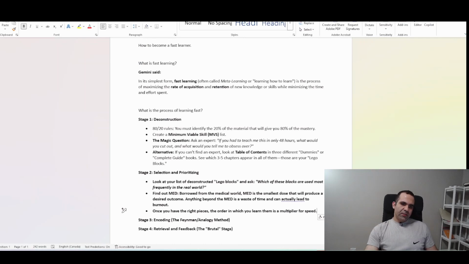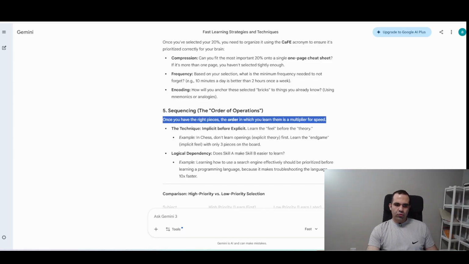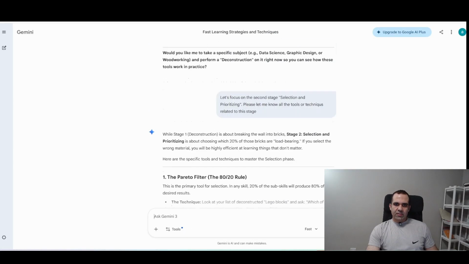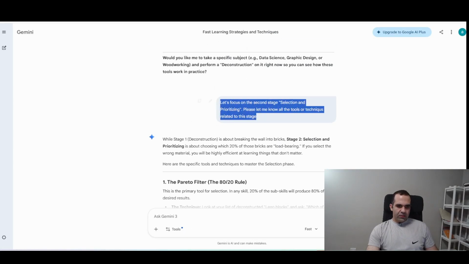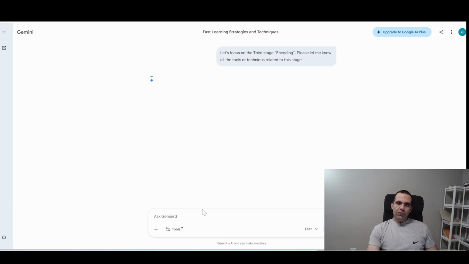Okay, so these are the techniques for selection and prioritizing, and stage three is encoding. So the techniques are actually already there. Let's see if we use this prompt again: do we have more tools and techniques or not? Let's use this prompt again. Let's focus on the third stage, encoding. Please let me know all the tools or techniques related to this stage.